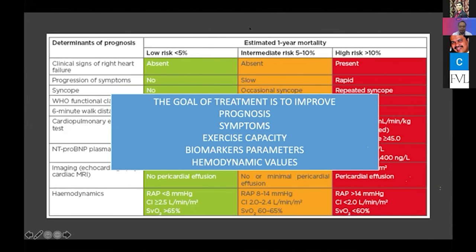Okay, so this is actually, I was a bit distracted by the phone, but this is a slide as proposed by the team in the European Society of Cardiology in 2018.